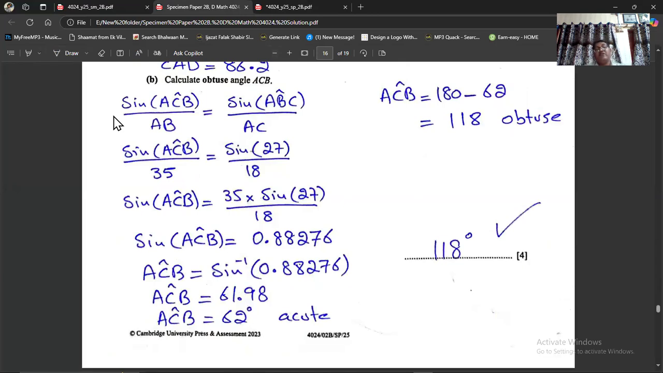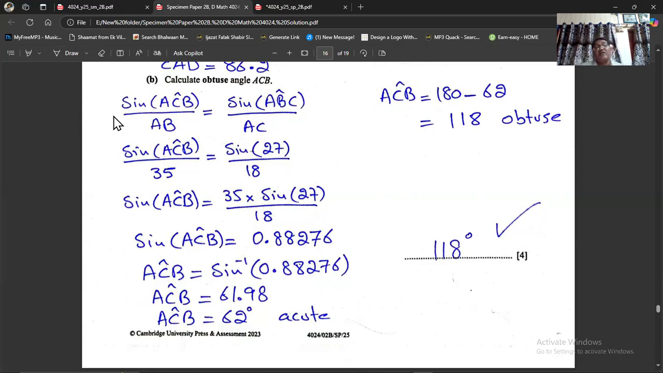So sine ACB divided by AB will be equal to sine ABC divided by AC. Sine ACB is the question, divided by 35, is equal to sine 27 divided by 18. So sine ACB will be equal to 35 multiply sine 27 divided by 18, which is 0.88276. So ACB will be equal to the sine inverse of 0.88276. When you do this in the calculator, you get angle ACB equals 61.98.